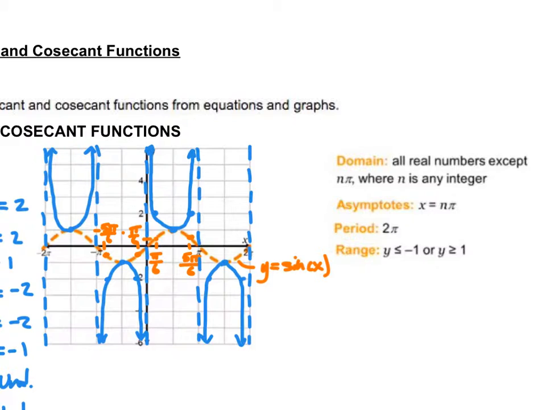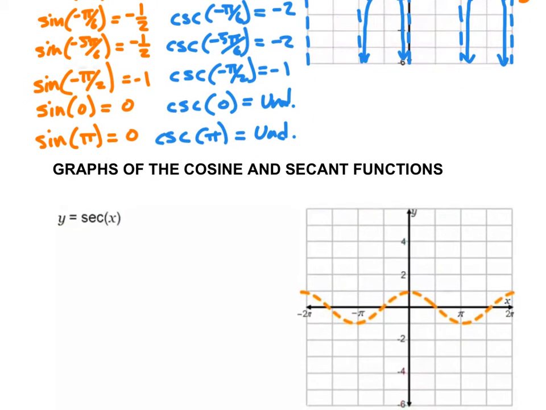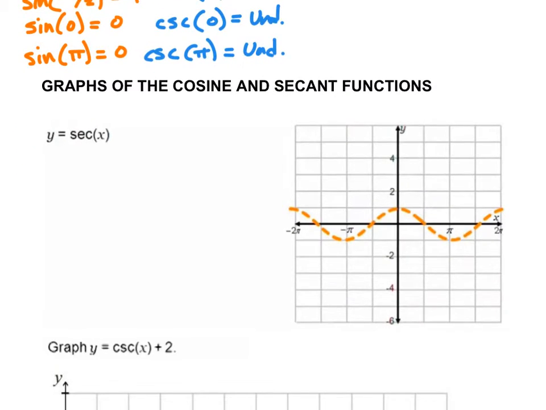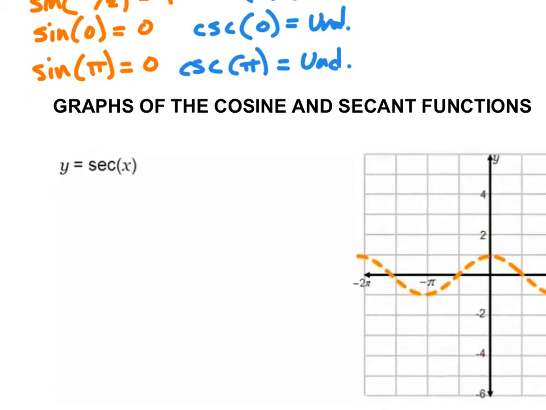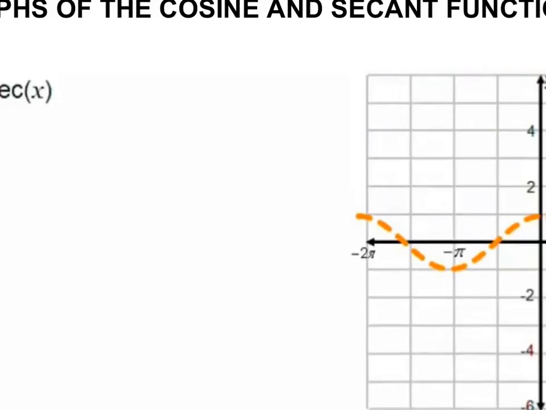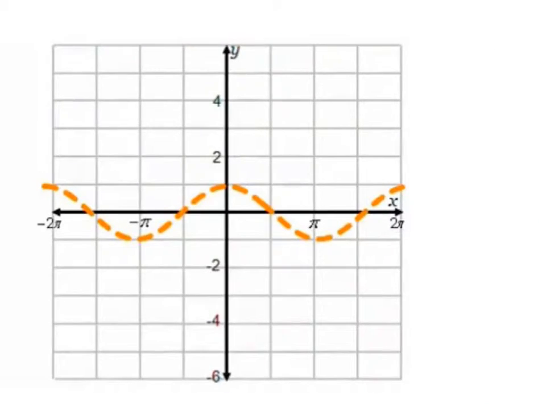Now we can do the same thing to develop our secant graph. Okay, we can pretty much do the exact same thing. Let's look at a couple of things here. So with secant, we first want to look at our cosine graph. So remember, this is our graph of y equals cosine of x. And let's look at a couple of values for that.